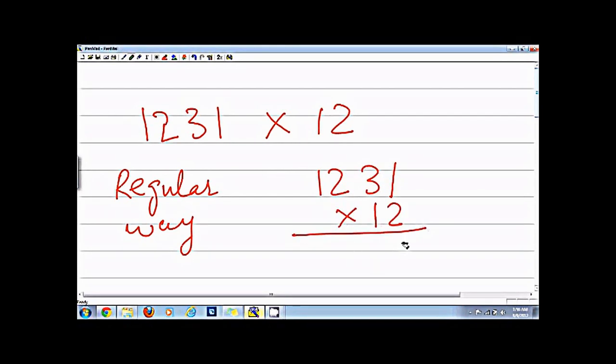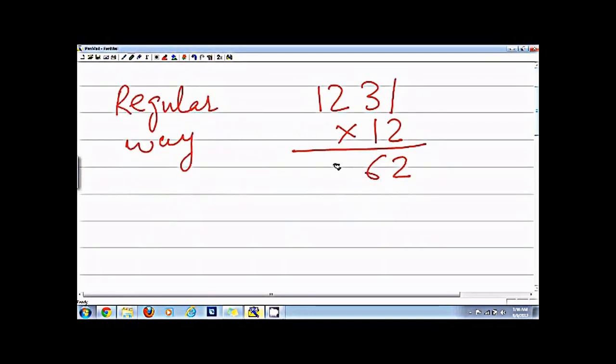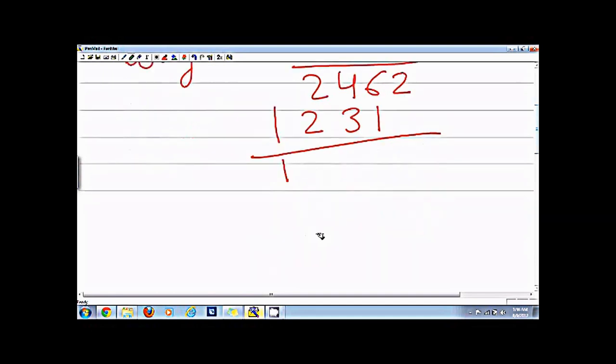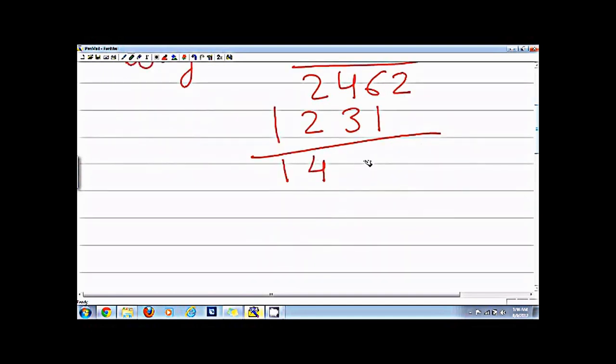So in this case I will say 2 times 1 is 2, 2 times 3 is 6, 4, 2, and then I say 1, 3, 2, 1, and then I will say 1, 4, 7, 7, 2.